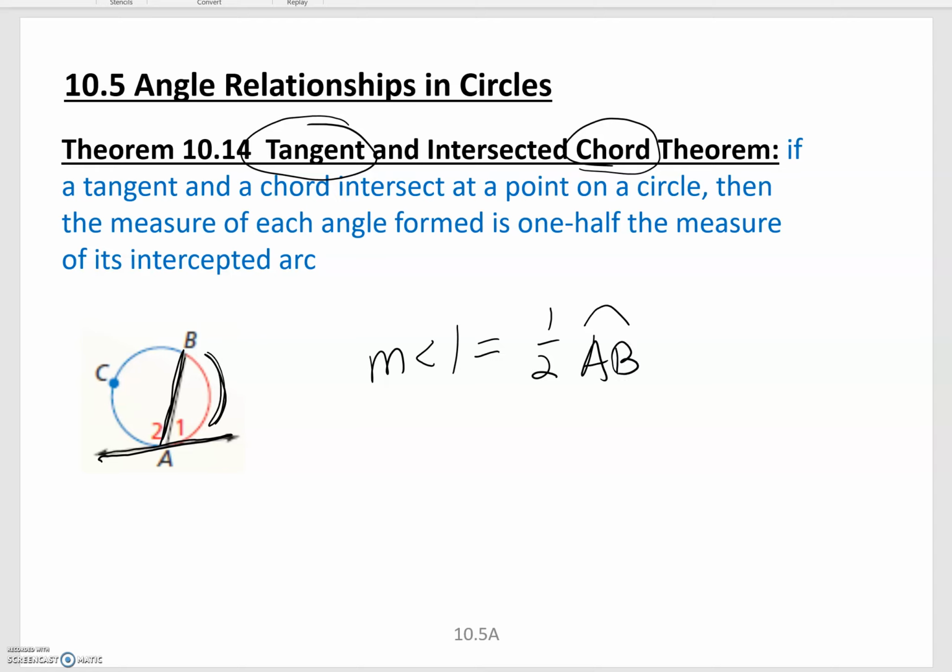Okay, so see those are color coordinated there. That's 1/2 of that arc. And the measure of angle 2 would be 1/2 of arc ACB. That's my major arc on the other side.